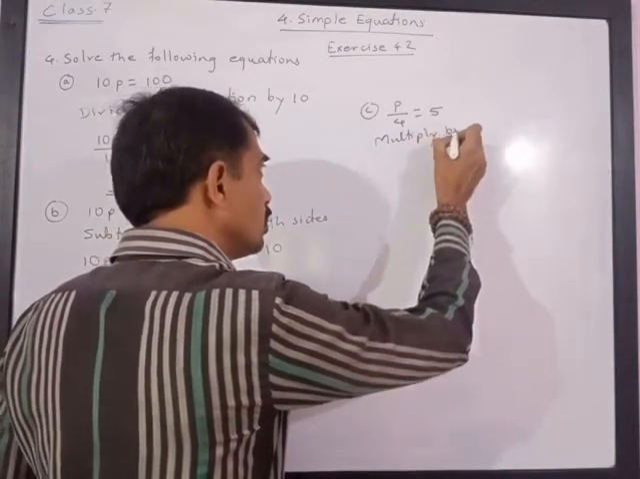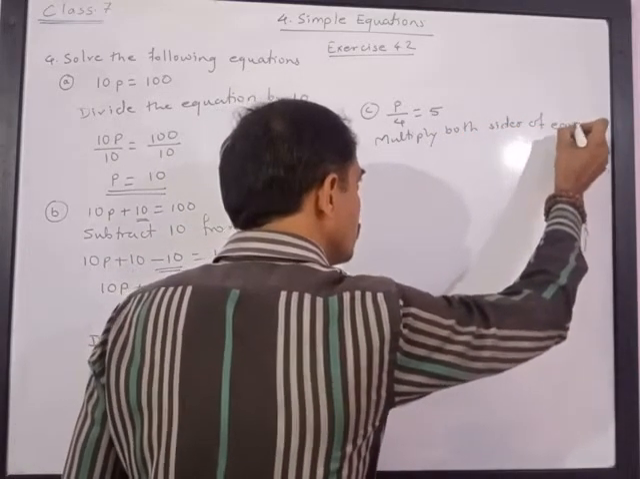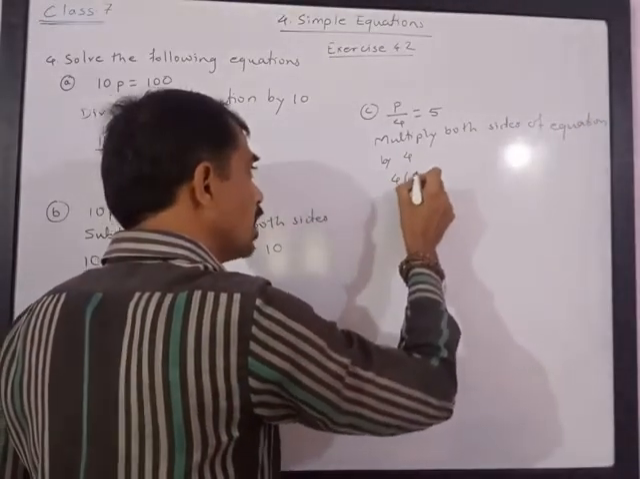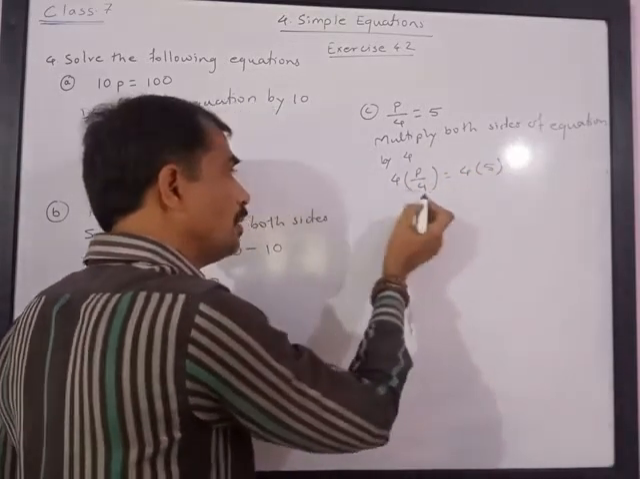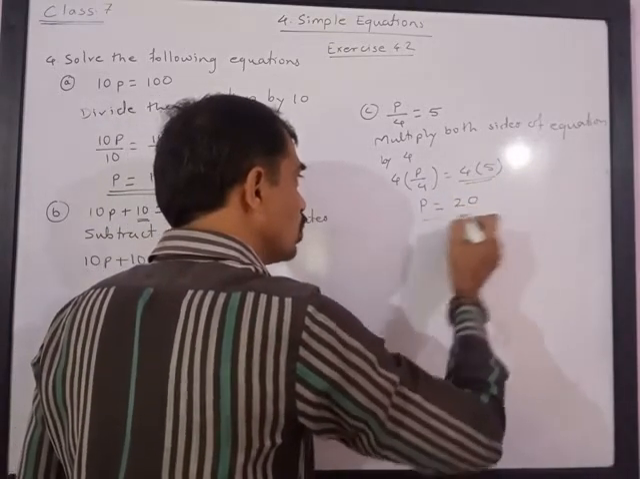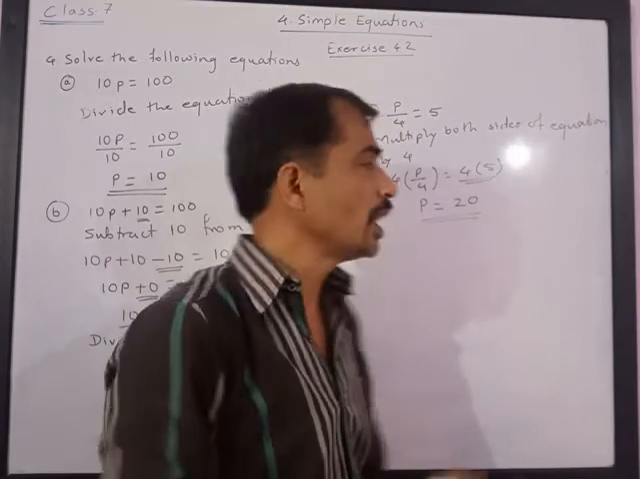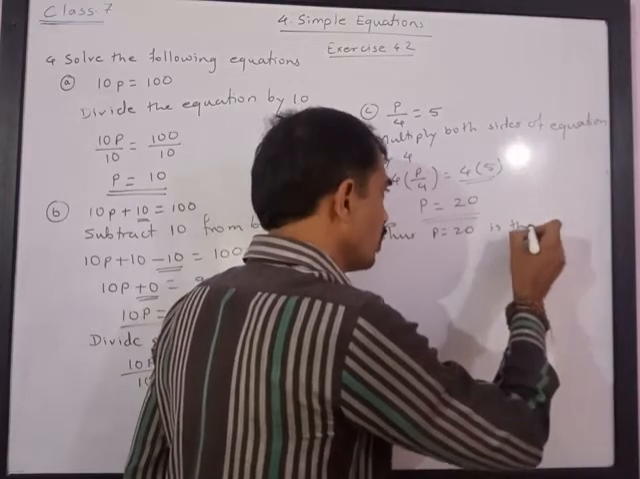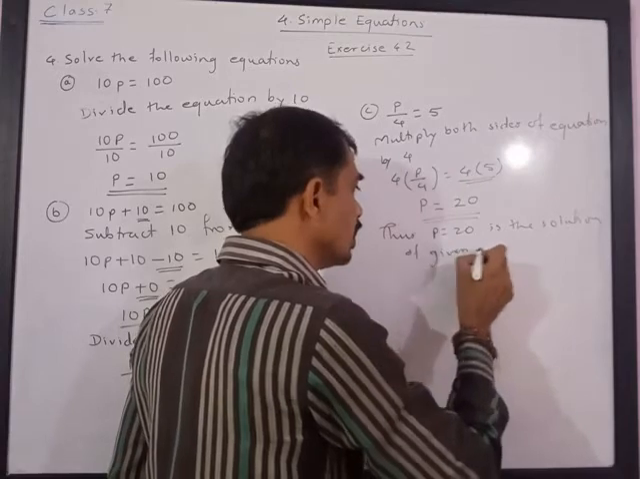Multiply both sides of the equation by 4. So you will get 4 multiplied by p upon 4 is equal to 4 multiplied by 5. So 4 eliminates 4, and you will have only p on the left hand side, and 4 times 5 is 20. Thus p = 20 is the solution of the given equation.